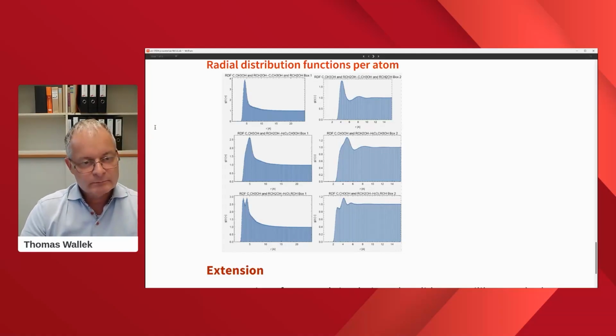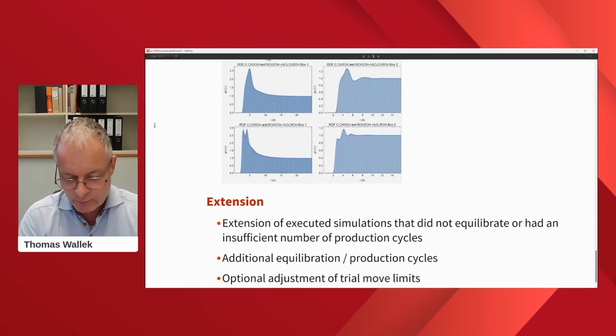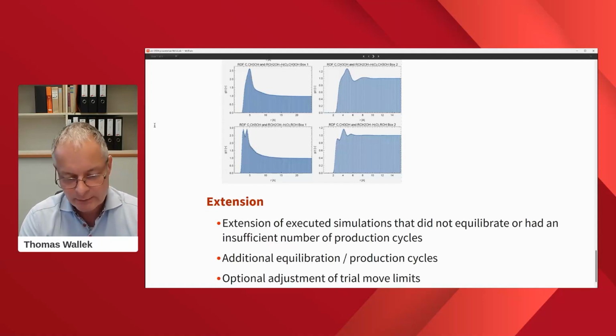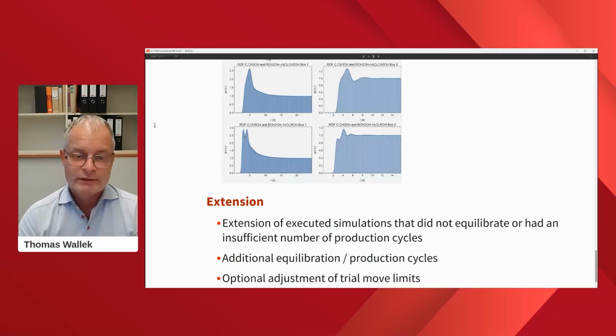Last but not least, an extension of the simulation is possible in the case that a satisfactory convergence has not been achieved, either because the simulation simply did not equilibrate or had an insufficient number of production cycles. So using the last of these 5 script files, it is possible to specify additional equilibration or production cycles, as well as adjustments of the trial move limits. And this option of an extension is a great means to avoid wasting simulation time by simply recycling existing, unsatisfactorily converged simulations and converging them.